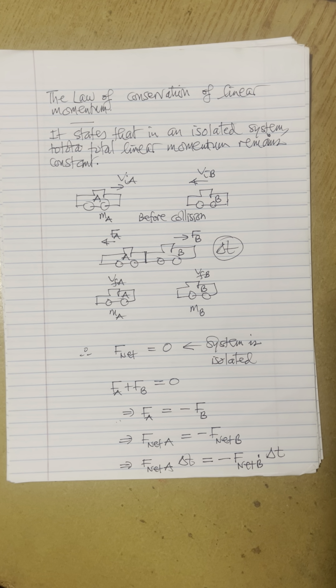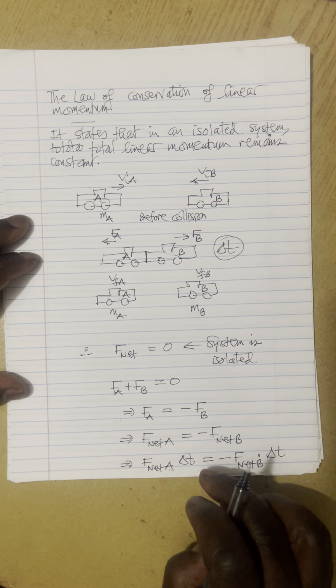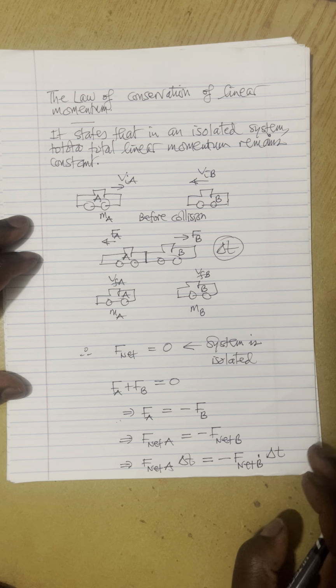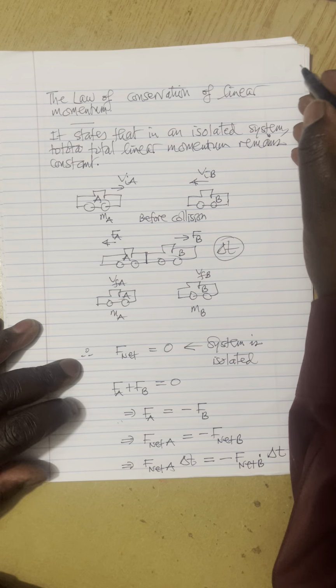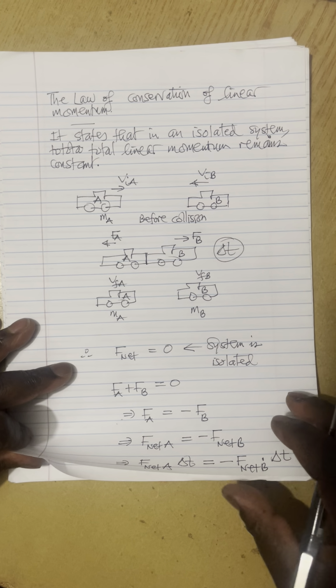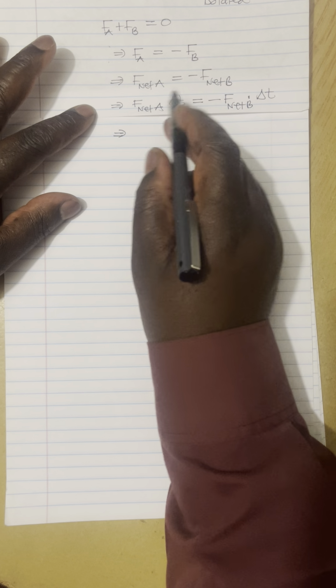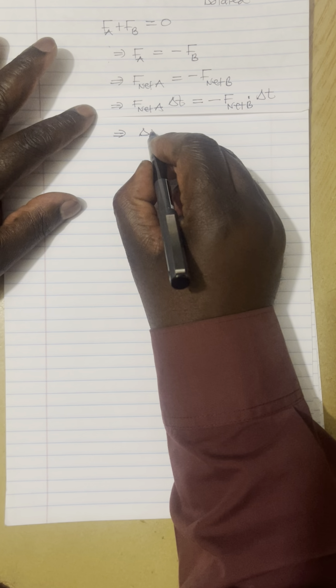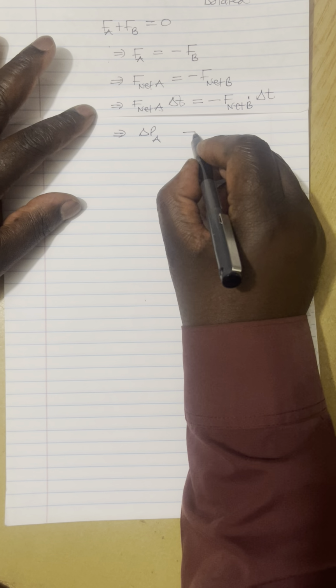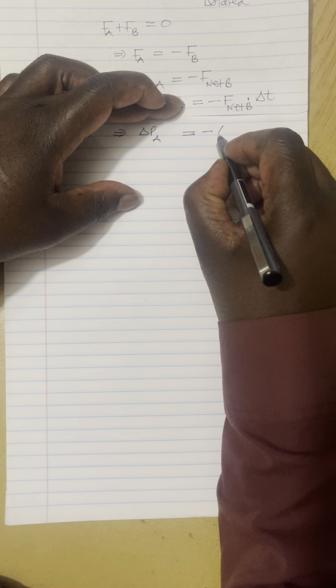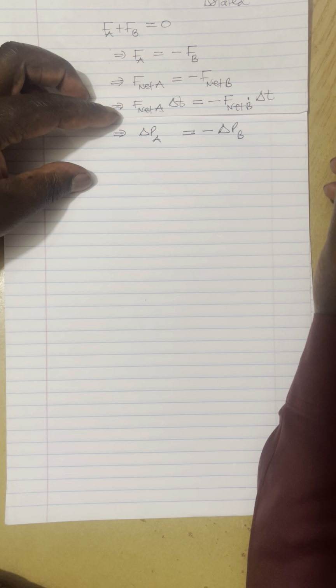Now, notice that this basically is change in momentum. It's impulse, and that one is also impulse. So I can say, therefore, this part here is actually change in momentum of car A is equal to minus change in momentum of car B. Remember, impulse equals change in momentum, the impulse momentum theorem.